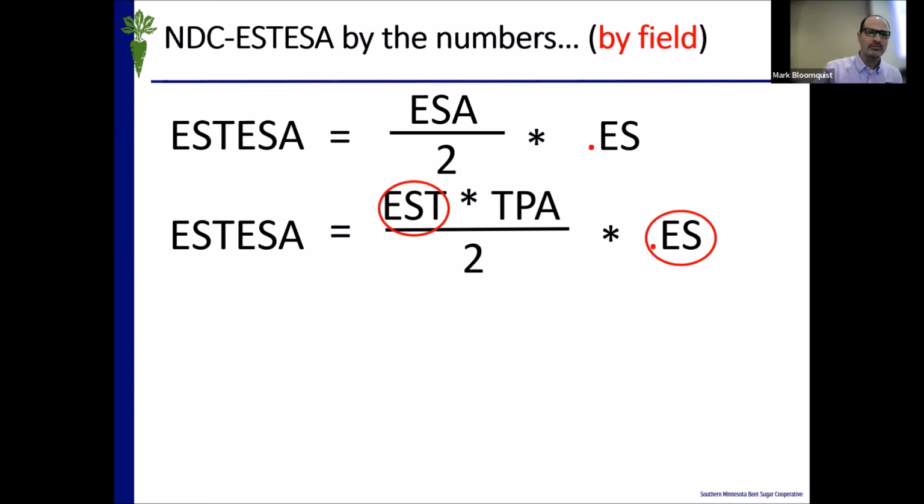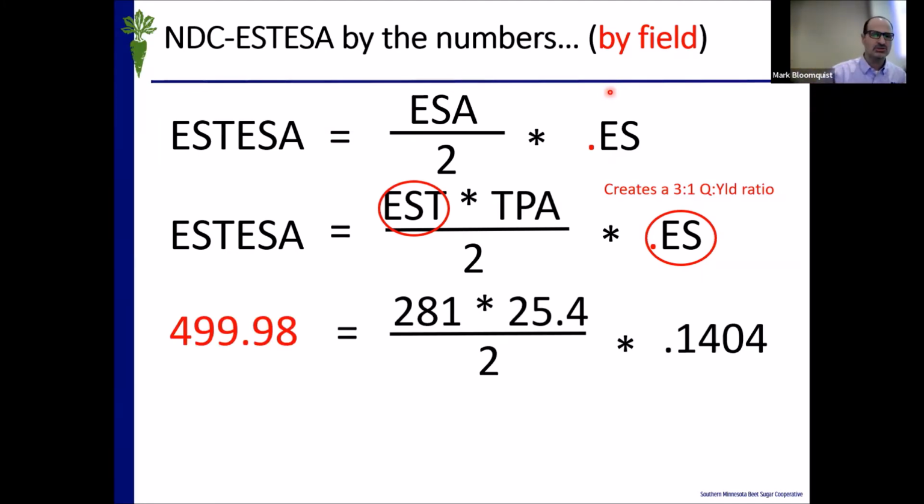I also want to point out that ES and EST are both quality-based parameters. So we have here a full quality-based parameter. We've got a half a quality-based parameter here because it is divided by 2. And then we have a half a root yield-based parameter. So that comes out to about a 3-to-1 quality to yield ratio. That's the whole basic premise behind the ESTESA score.